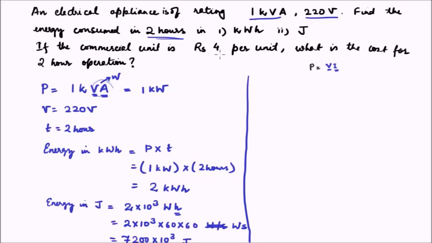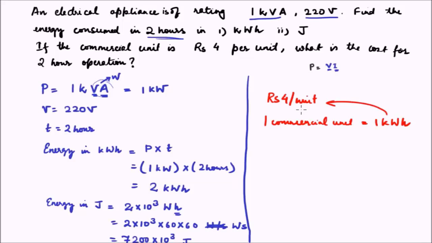Now the third part of the question says that the commercial unit is rupees 4 per unit. What is the commercial unit? As we have discussed, one commercial unit is equal to 1 kilowatt hour. Therefore 1 kilowatt hour corresponds to rupees 4. But how much kilowatt hour is being used in 2 hours? 2 kilowatt hour is being used.